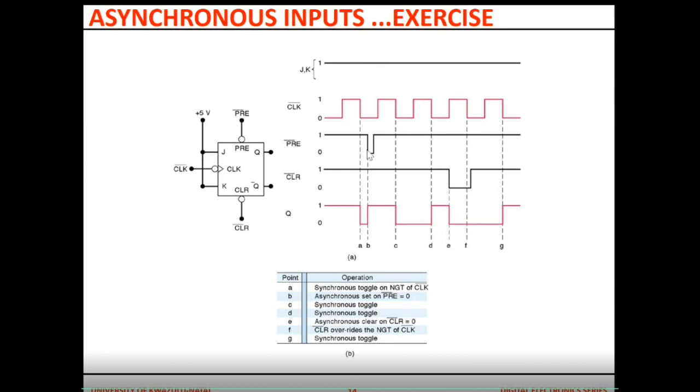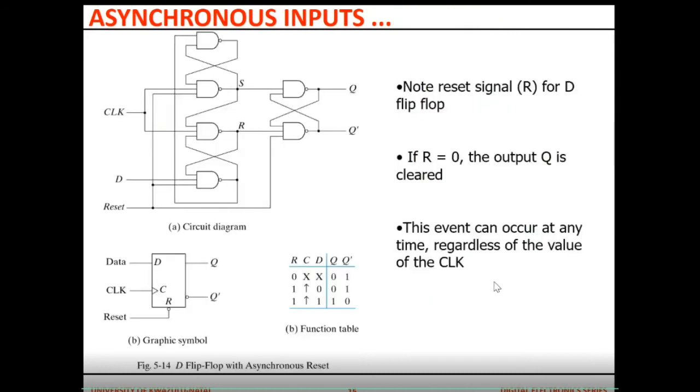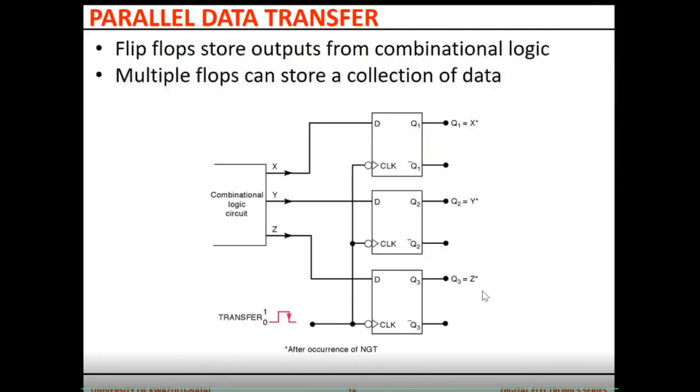Once the preset goes to 0, it doesn't matter. This is preset. Once it's active, it will be set. And once the clear is active, it's active low, it will be cleared. So use that to get that. This is how their asynchronous inputs are wired, to show you how they are wired and why they are superior to the clock.